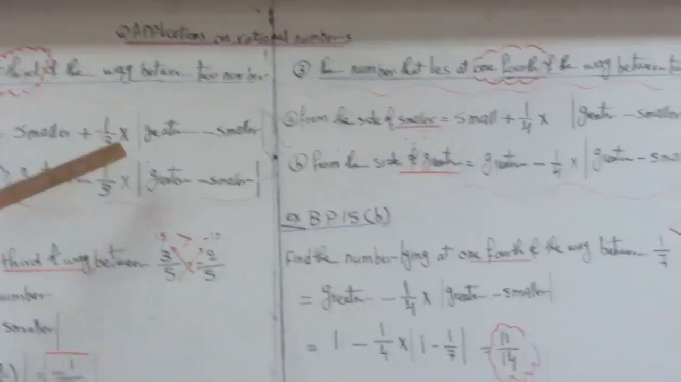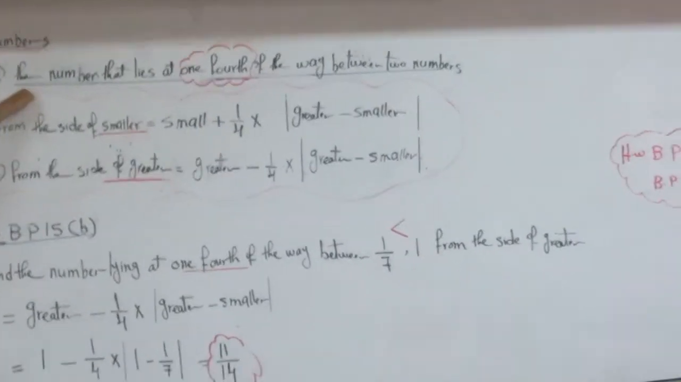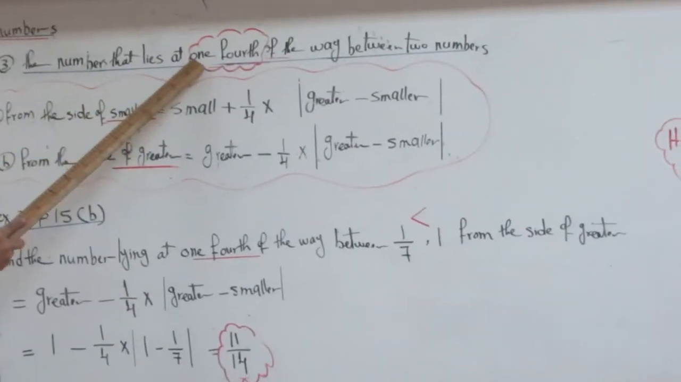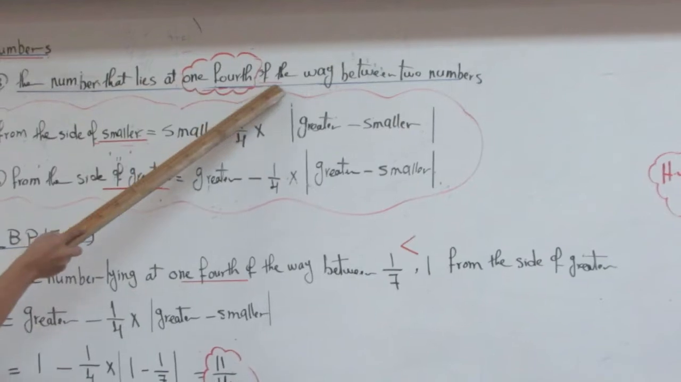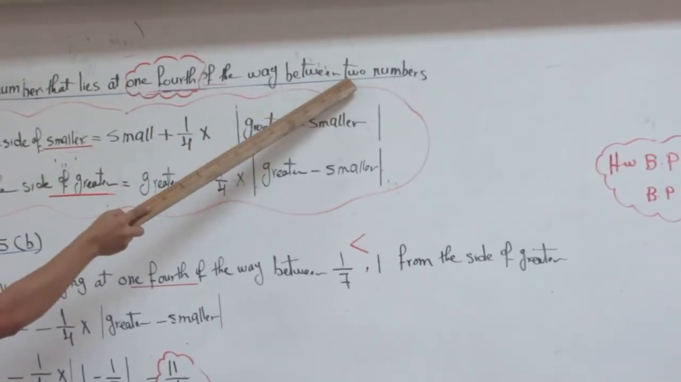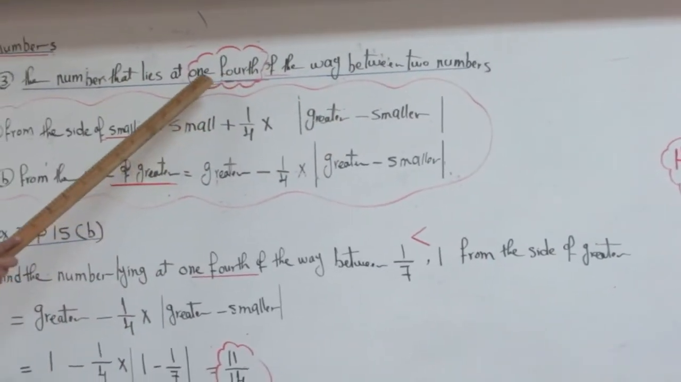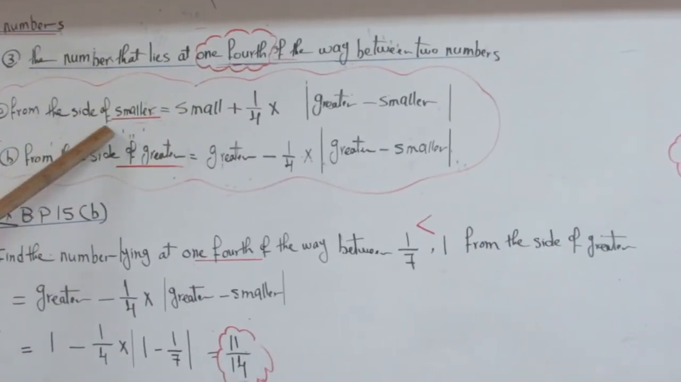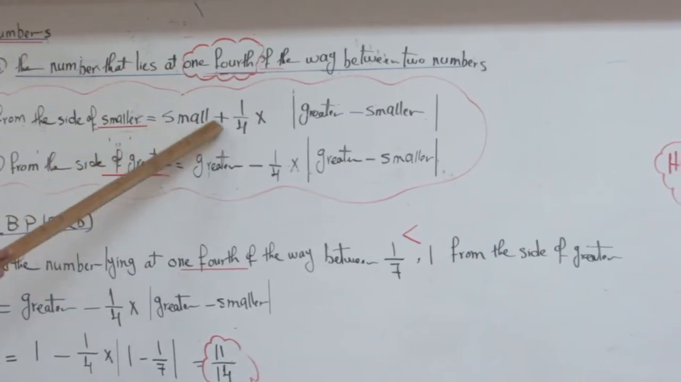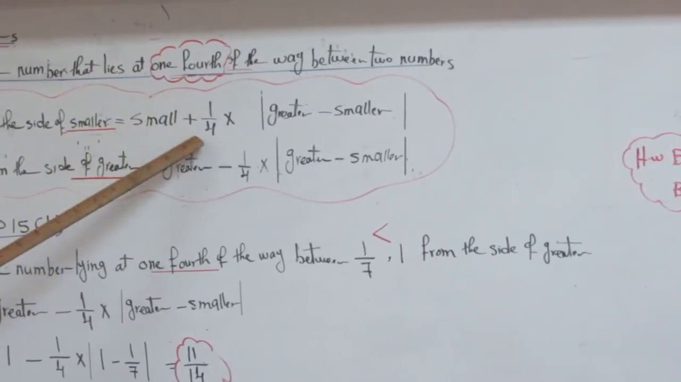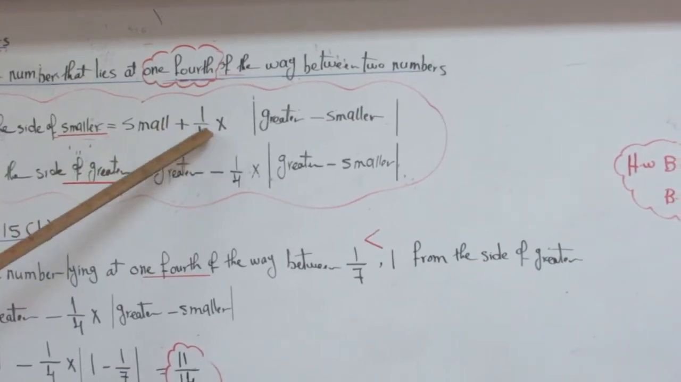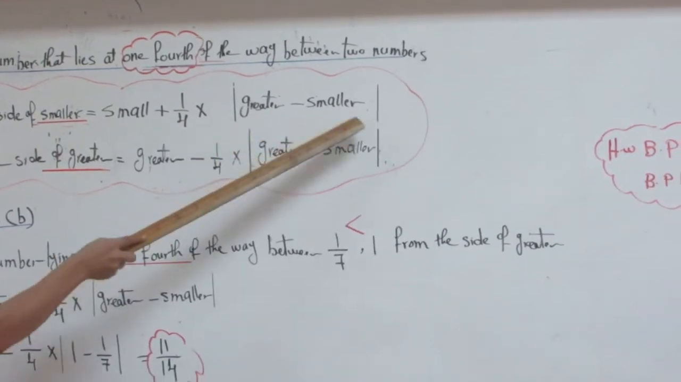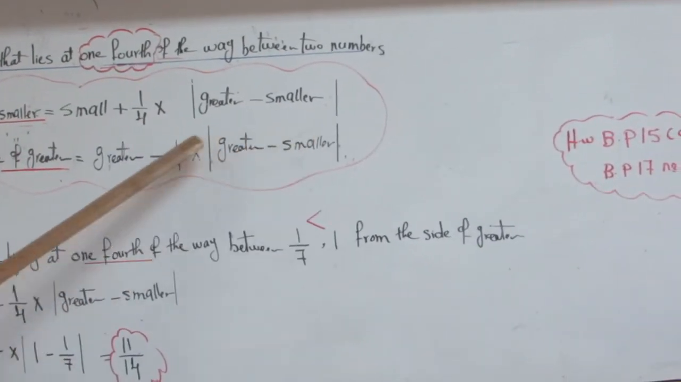Let's move to the third part, which is to find the number that lies at 1/4 of the way between two numbers. Again, 1/4, like 1/3, like 1/5, like 1/6, whatever. From the side of the smaller, we will write the smaller plus the distance. 1/4 means a quarter, so 1/4 times the absolute value of the greater minus the smaller.